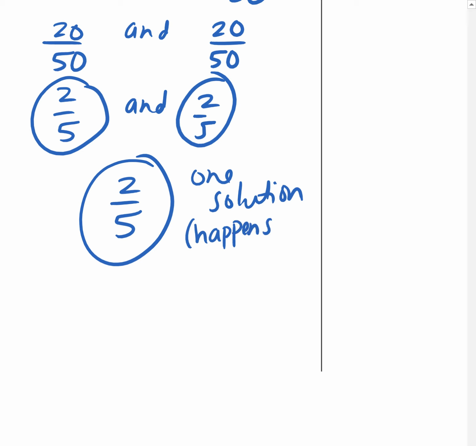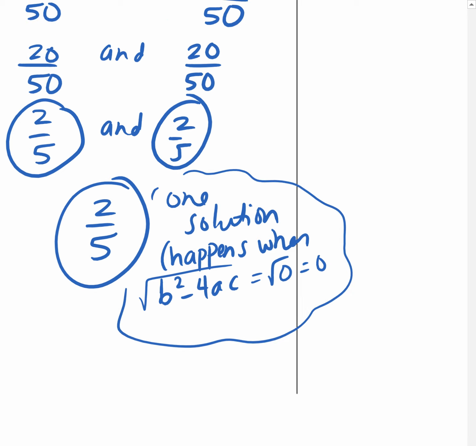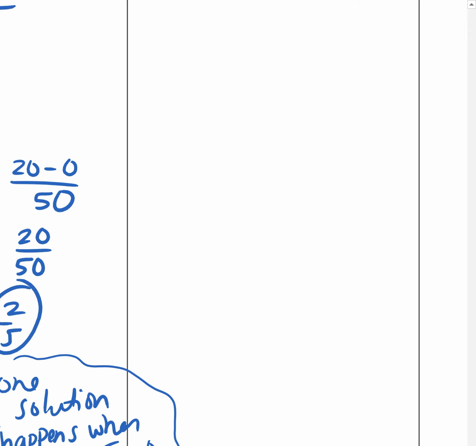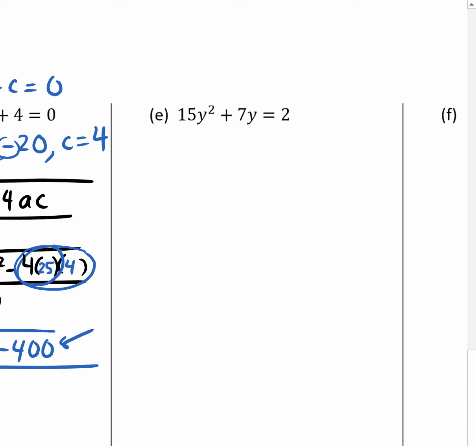We'll talk about this in the next section. This happens when that part in the square root, the b squared minus 4ac, ends up being 0. If that's anything but 0, if it's a positive number or a negative number, that won't happen. It's only when it's 0. So watch out for that. Don't feel like you did something wrong necessarily.